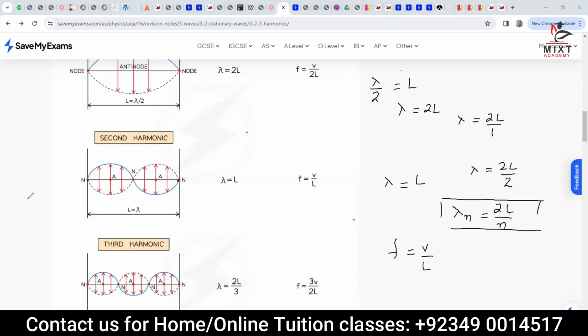The formula is V is equal to frequency times lambda, so lambda is equal to V upon F, or if you want to find F, then it will be V upon lambda. Now you can simply put the value of lambda into this. So F is equal to V divided by 2L upon n. So the formula for the frequency will be nV upon 2L.